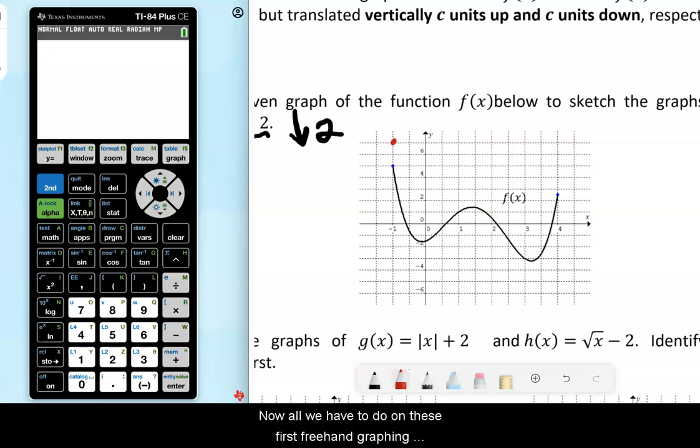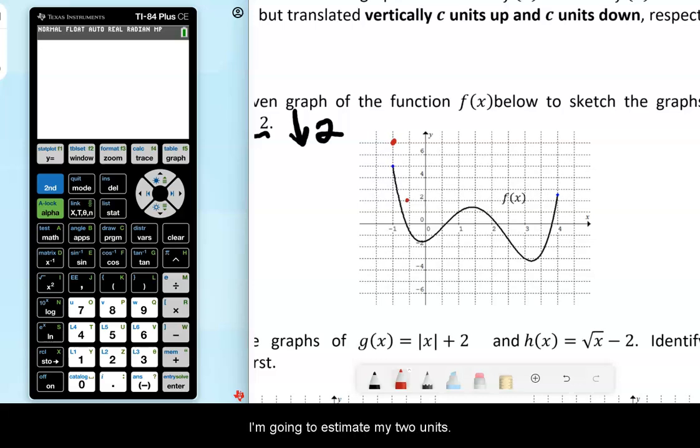Now all we have to do on these freehand graphing problems is to get the major points down, where the graph happens to turn at a max or a min, or where the graph moves quickly from one point to another. So in this case, I'm just going to go down my graph, and at this location we cross the x-axis. So right here at x-axis, I'm going to move up 1, 2 units.